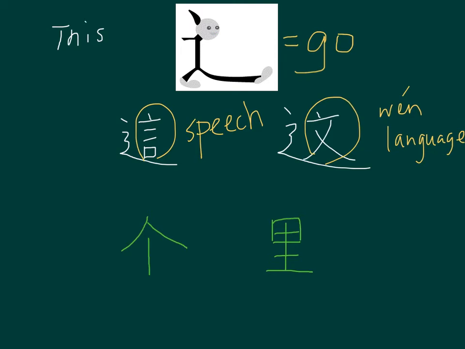We can also combine 这 with characters like 个. 个 in traditional is written like this. Or 里. So what happens when we combine 这 with 个? It becomes 这个, this one.